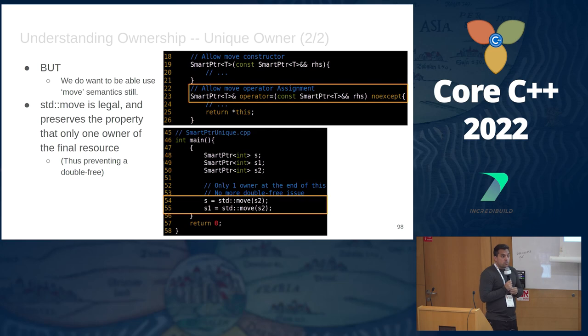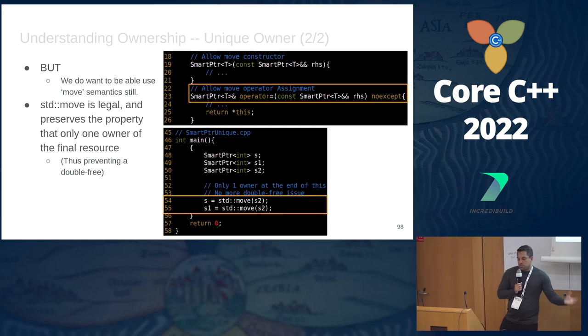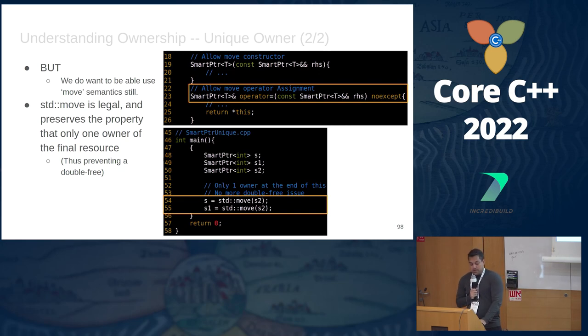But one thing to keep in mind with these unique owners: if you're going to say there's a unique owner of some piece of memory, you should allow a transfer of information. And this is where move semantics come into play. How many folks are familiar with move semantics, rule of five, some of these things? Okay, good chunk of the audience here, 50% or so.